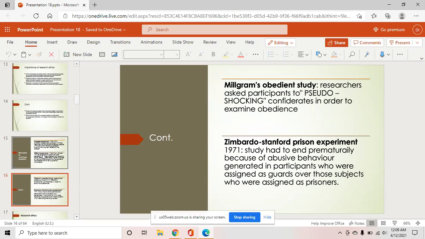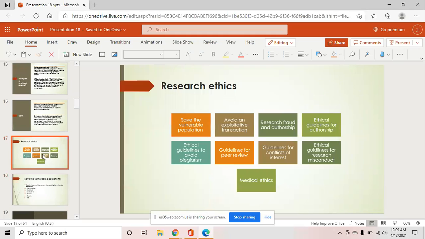Milgram's obedience study. Researchers asked participants to pseudo-shock confederates in order to examine obedience. Zimbardo's Stanford prison experiment. In 1971, the study had to end prematurely because of abusive behavior generated in participants who were assigned as guards over those subjects who were assigned as prisoners.